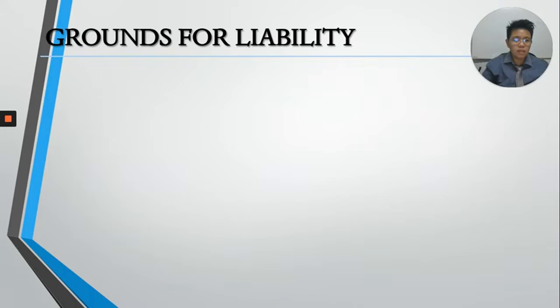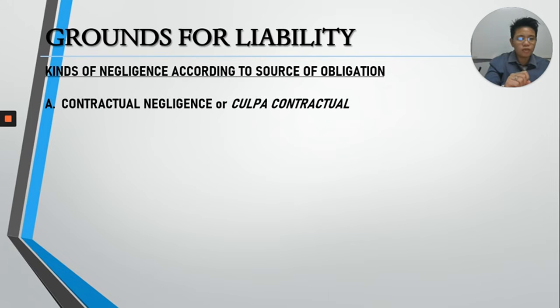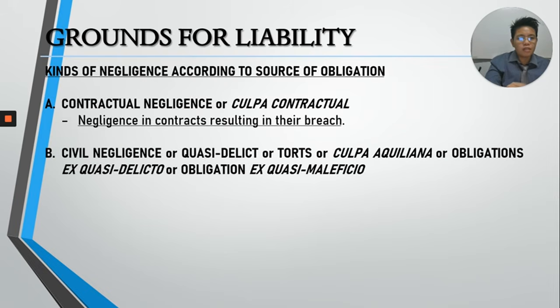Please take note also, class, of the kinds of negligence according to source of obligations. There are 3 actually, yung contractual negligence, civil negligence, and also criminal negligence. So, yung una is contractual negligence or culpa contractual. So, here, negligence in contracts resulting in breach. So, the debtor here is liable for damages in view of his negligence in the fulfillment of a pre-existing obligation. So, may pre-existing, may contract, hindi niya na-perform yung obligation niya under the contract. So, yun ang culpa contractual.